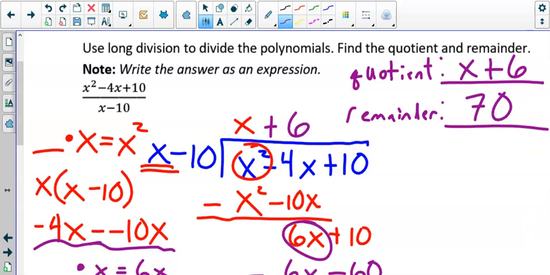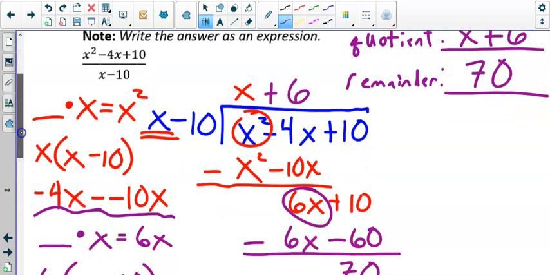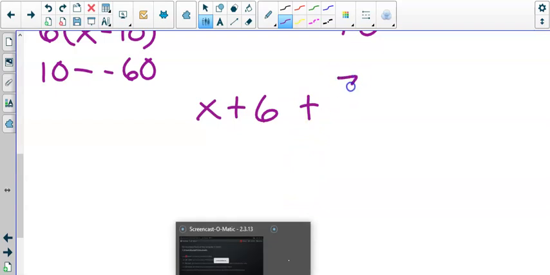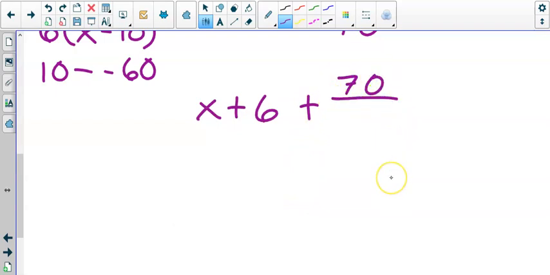Or the other thing it could ask you to do is to write it all out as one answer. Okay? So if I write it all out as one answer, it would look like this. X plus 6 plus our remainder, which is 70 over what? The x minus 10. Whatever's in front of your division sign goes under the remainder. So it could ask you to write it like that, just so you know.